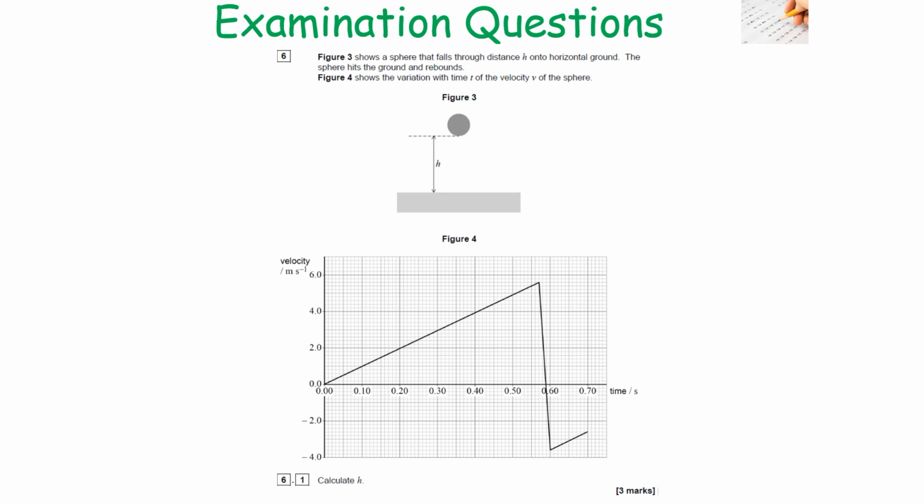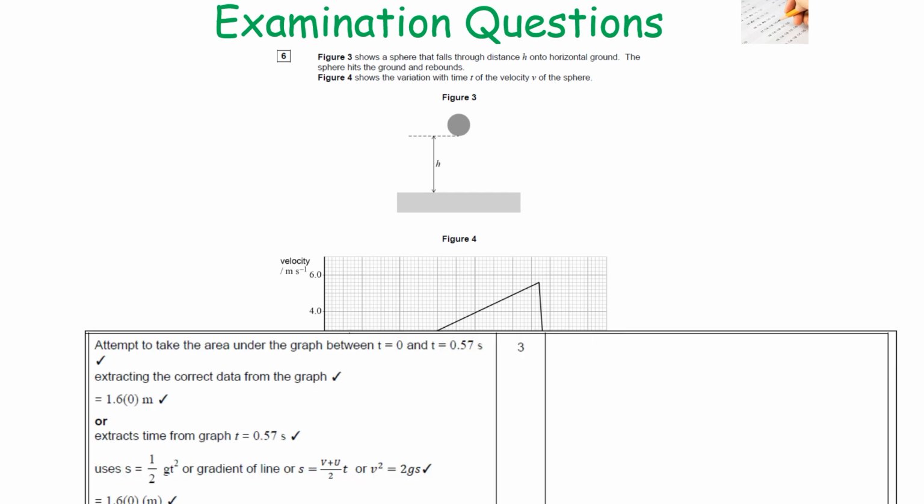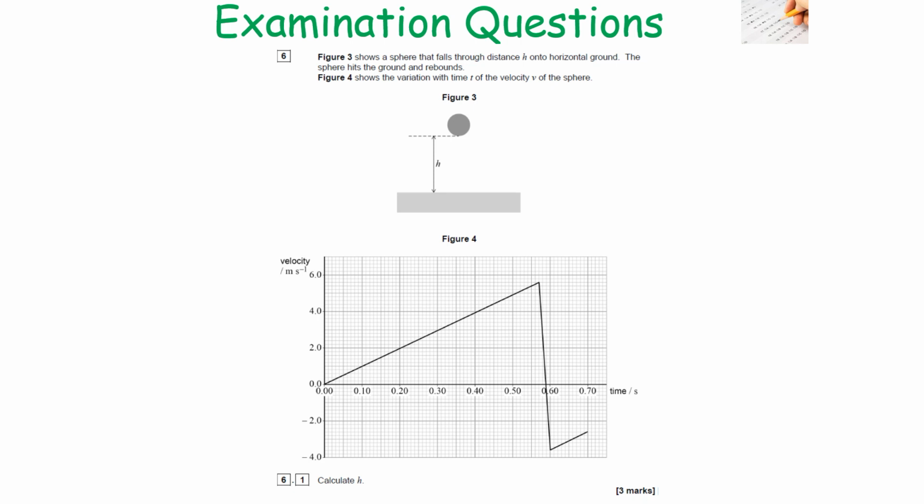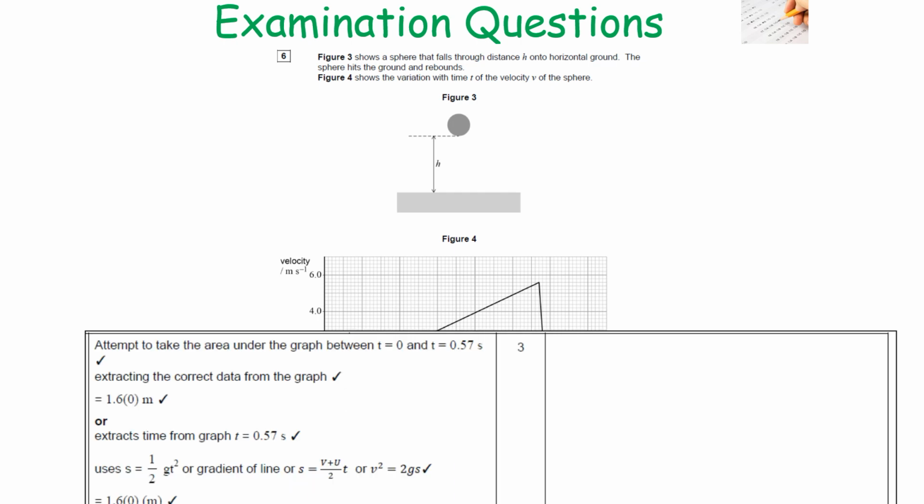Well, h is going to be the displacement, which for the velocity-time graph is the area under the line. So what you need to do is take the area under the graph between the time of t = 0 and 0.57 seconds. Why 0.57 seconds? Well, that's the point at which it's going to rebound and change direction because it's going to a negative, so that allows you to work out the height. So therefore we can work it out from the graph and get the answer of 1.60 meters.